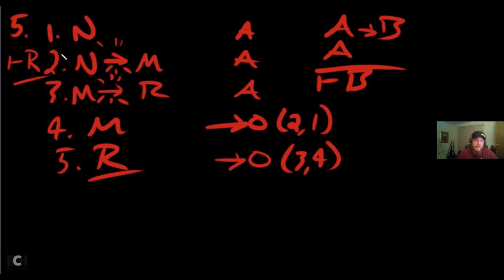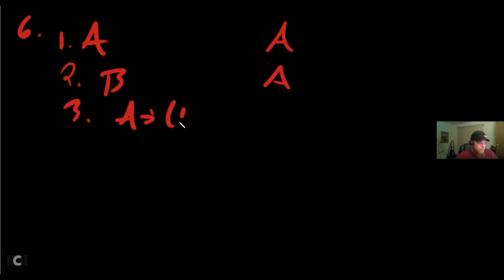Let's take a look at the next one. Okay, number 6 actually doesn't have anything for us to translate this time. It's another problem by itself. So let's go ahead and write it out. So line number 1 is A. That's an assumption. Line number 2 is B. That's an assumption. Line number 3 is going to be A arrow, B arrow C. That's an assumption. And then what we want to solve for is just C by itself. I know that because that's what it says.